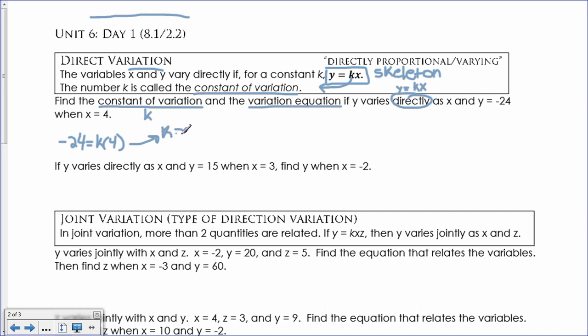K is going to be equal to negative 6. All right, so we've answered the first part of the question. They asked for the constant of variation. That is negative 6. The next part of the question is asking for the variation equation.